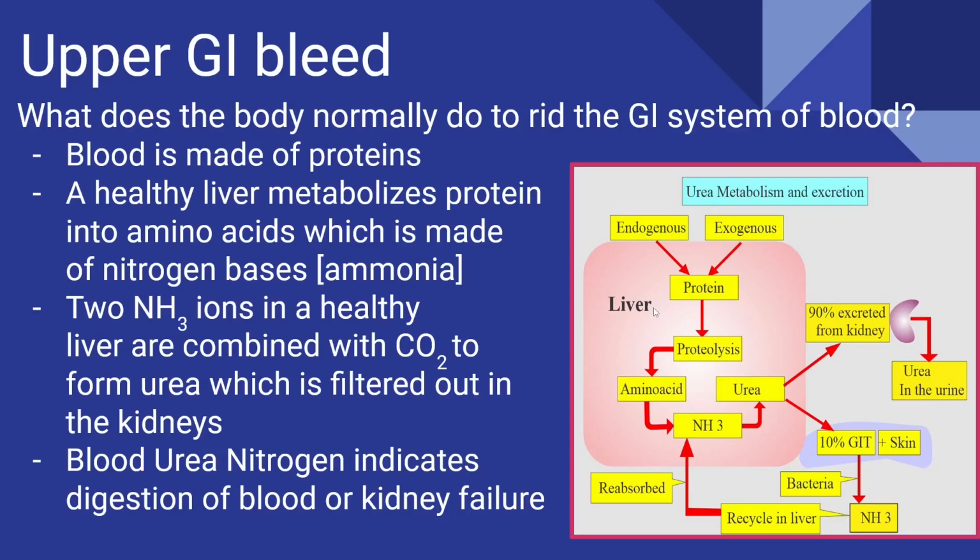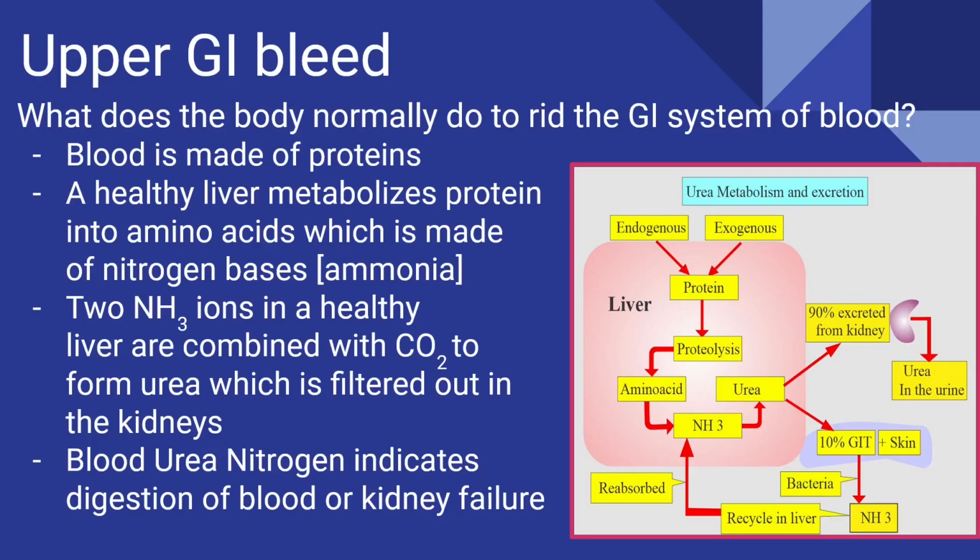So normally, blood is metabolized and broken down into proteins and then into amino acids within the liver. And those amino acids are made up of components known as ammonia. We've all heard that before. And within the liver, 2 ammonia ions can be combined with carbon dioxide to form urea. And urea is another common molecule we know, and that is what filters out in the kidneys. We can excrete it mostly in the kidneys, 90% of it.